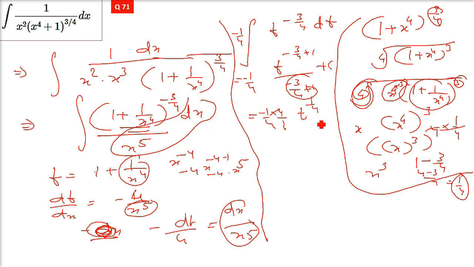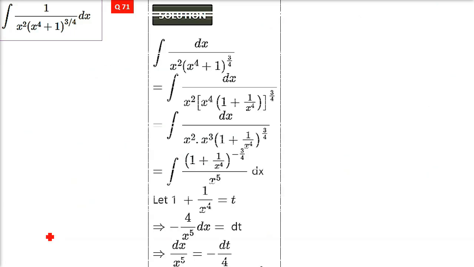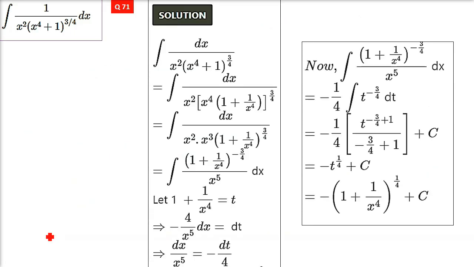What is in the numerator? It's t to the power 1 by 4 plus constant of integration. So you have negative t raised 1 by 4. What was t? 1 plus 1 by x to the power 4, to the power 1 by 4. That is the fourth root, plus constant of integration. That's your final result. So this is the way you have to go about it.